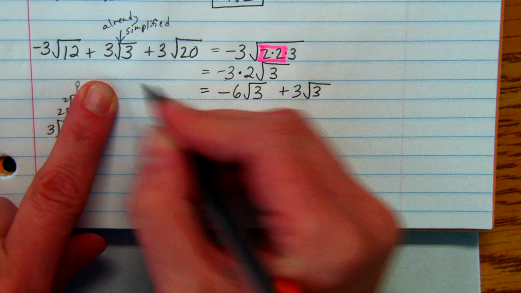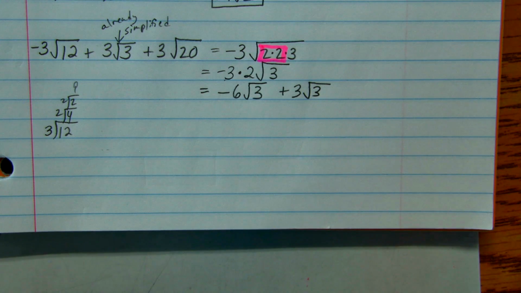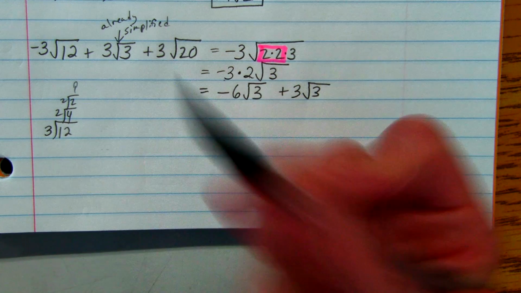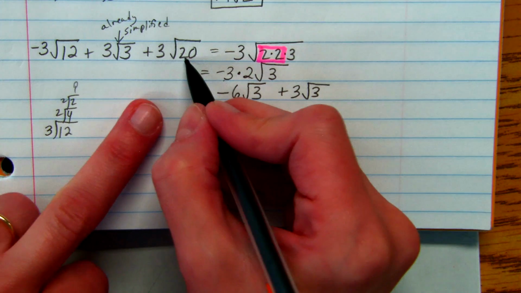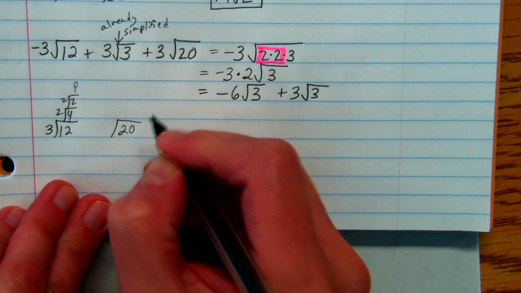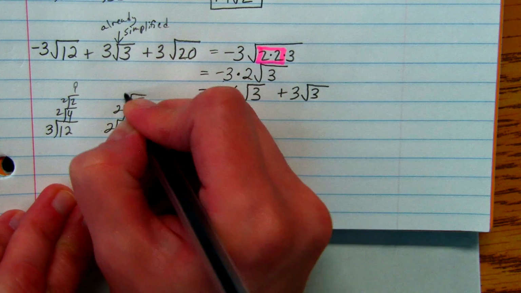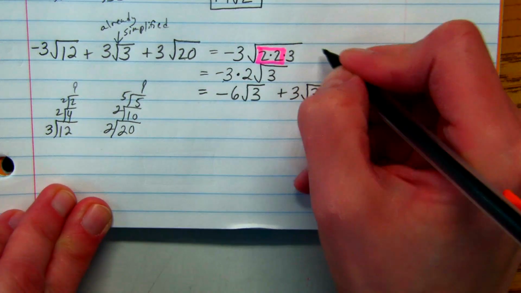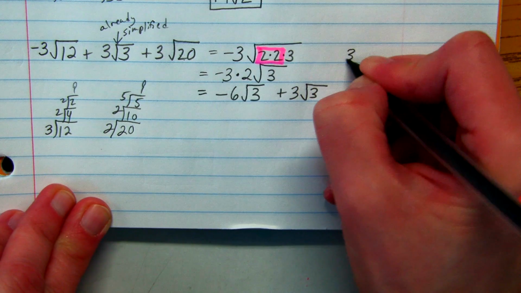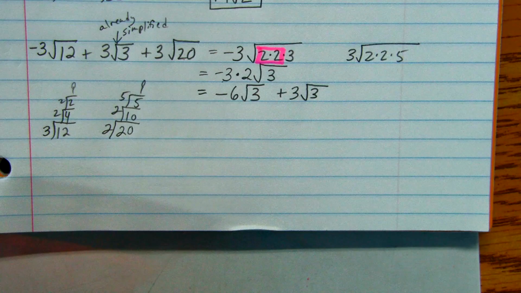You always want to go back to your original problem. After you birthday cake something and do all this, you're like, okay, I'm done. Don't forget that there's still addition to happen here. So let's do 20 really quick because I know that that's not prime. So you can go into 2, get 10, divide by 2, you get 5. By 5, we get 1. So you're going to have 3 square root of 2 times 2 times 5.